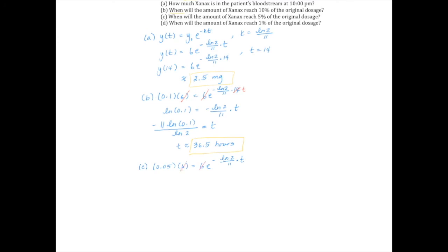Sixes cancel, natural log both sides, and we have the natural log of 0.05 is equal to the negative natural log of 2 over 11 times t, but if I multiply by the reciprocal, I get my t value, which is about 47.5 hours.